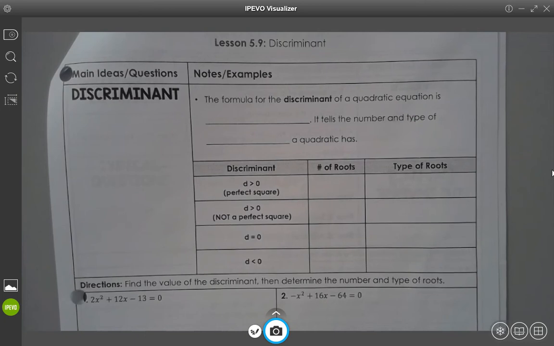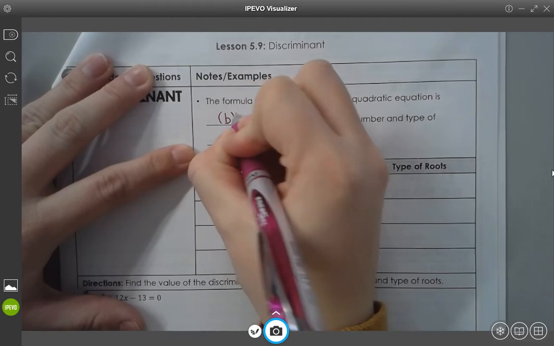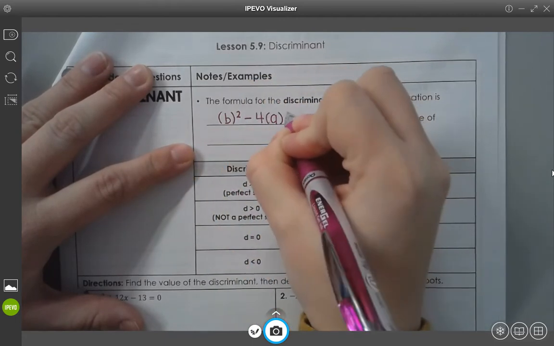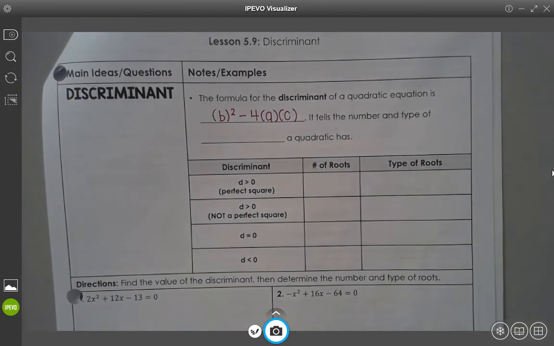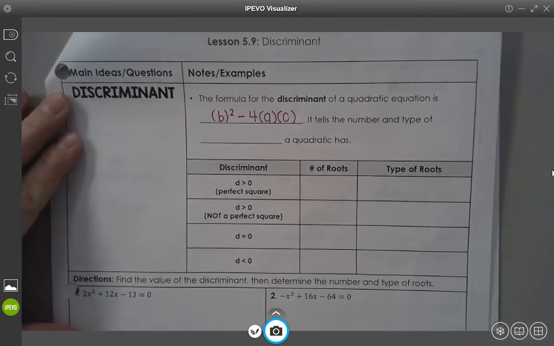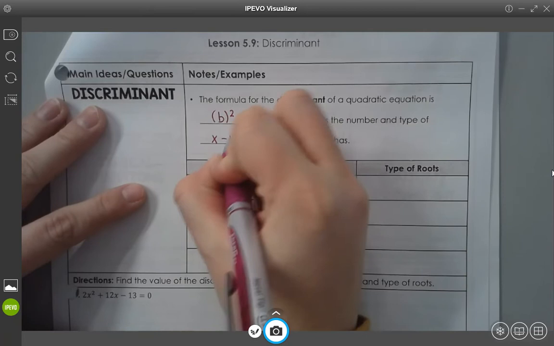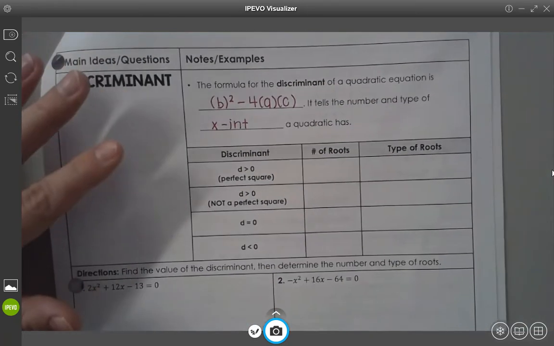So the formula for the discriminant comes from the quadratic formula. It's this part: b squared minus 4ac. So it's the section from under the square root in the quadratic formula. And it tells us how many and what kind of x-intercepts a quadratic has.